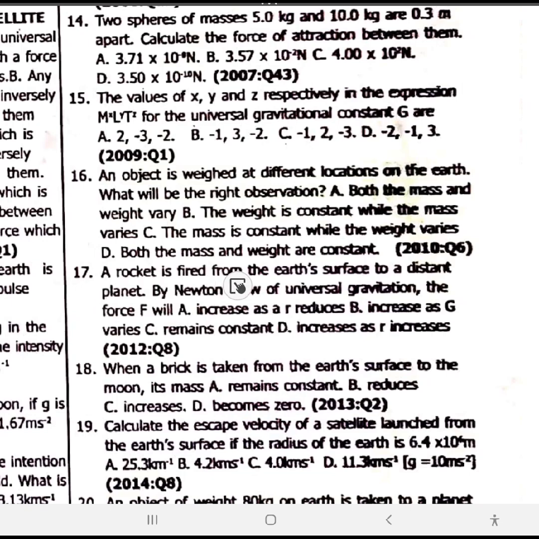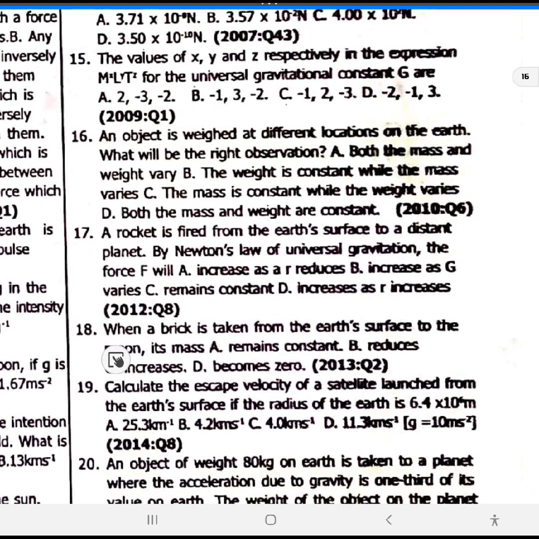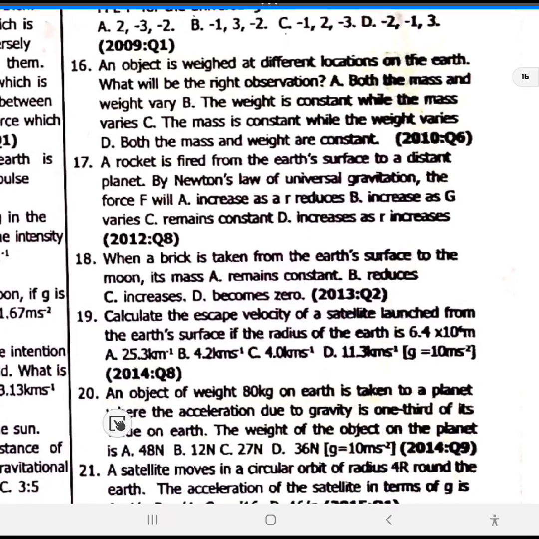17, a rocket is fired. So number 16 is option C. A rocket is fired from the earth's surface to a distant planet. By Newton's law of universal gravitation, the force F will increase as R will reduce. 17 is option A. 18, when a brick is taken from the earth's surface to the moon, its mass will remain constant. Nothing will change. 18 is option A. Similar to 16. Check the note I gave you.